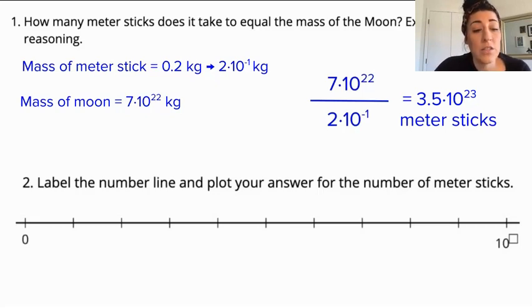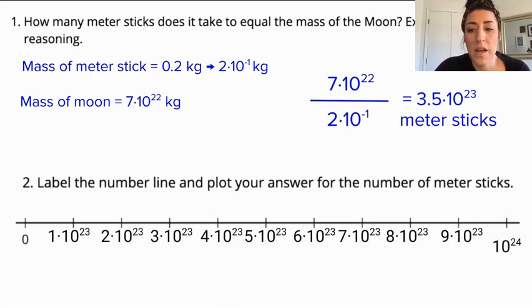Part 2 asks you to label the number line and plot your answer for the number of meter sticks. So we're taking that 3.5 times 10 to the 23rd and plotting that on our number line. We need to first label our number line. So we're going to break up 10 to the 24th into 10 equal parts, where each part is being multiplied by 10 to the 23rd power, which allows us to plot the 3.5 times 10 to the 23rd on that number line. So it should look like this.